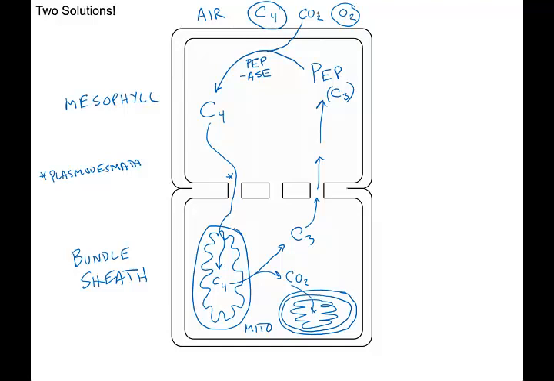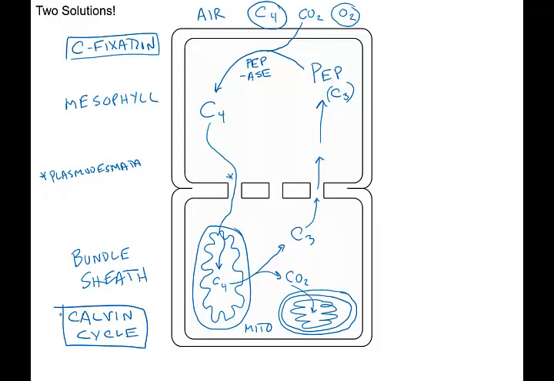and then down here in the bundle sheath cells, that CO2 is then released to be available to the Calvin cycle. So it's important to notice what we have up here is we have carbon fixation taking place in the mesophyll cell, and we have the Calvin cycle taking place down here in the bundle sheath cells. And this is an important concept, and you'll see this in the textbook, talk about spatial separation. Sorry, we got a lot of stuff labeled over here.